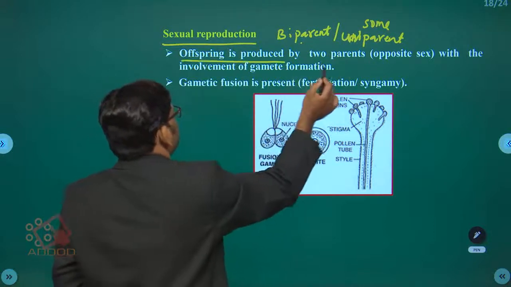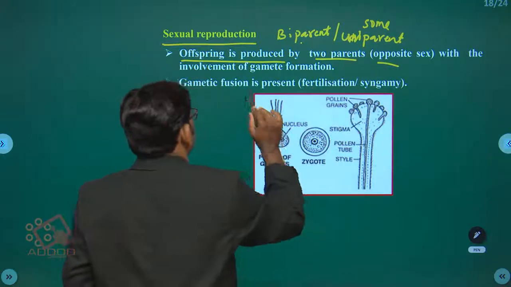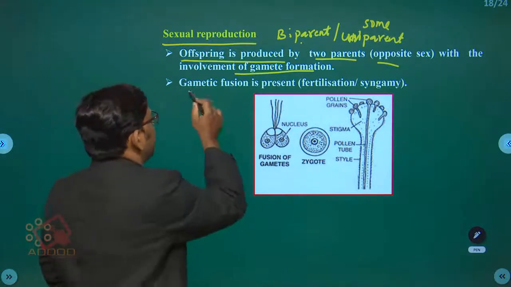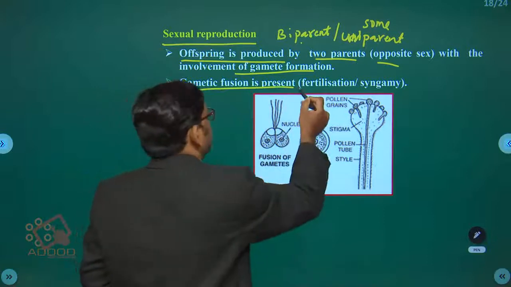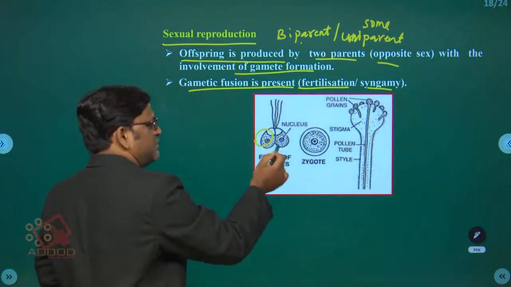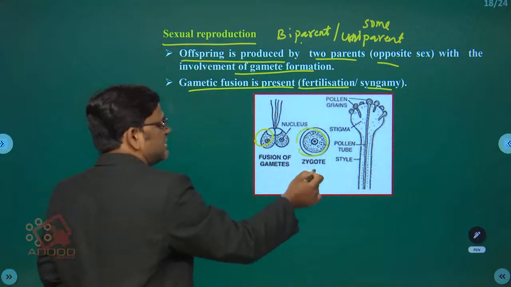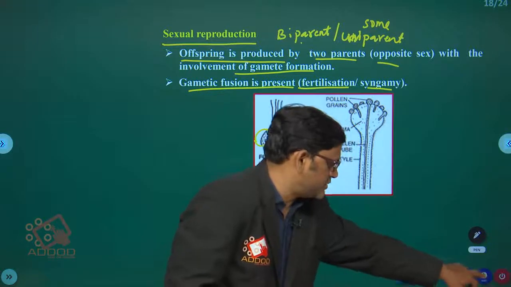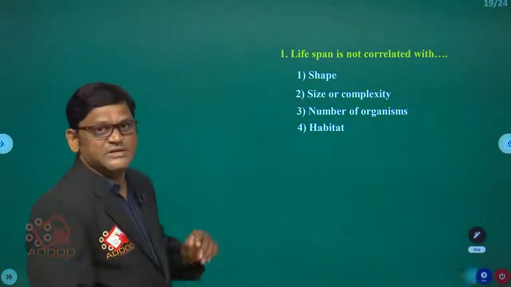Here the offsprings are produced by two parents of opposite sex and there is a fusion of gametes. So here gametic fusion is present. That gametic fusion only we call fertilization or syngamy. In the diagram you can see that the gametes are fusing, they give rise to zygote, etc. This is called as what? Sexual reproduction. Let us discuss some questions.